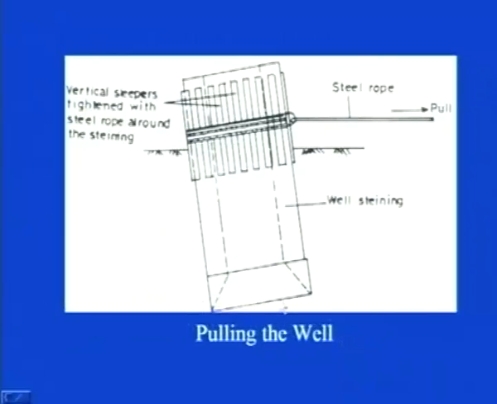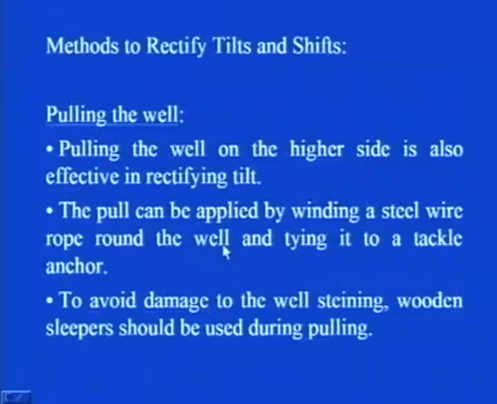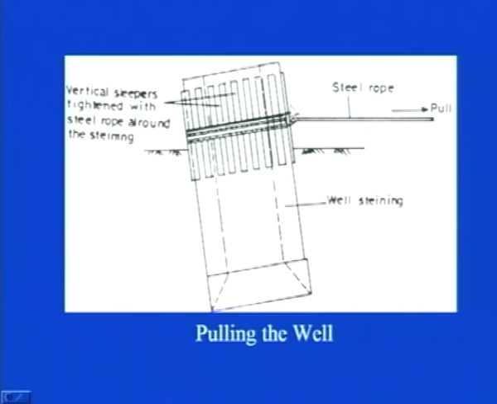You can see in this figure that this is the higher side and this is the lower side. As I told you, pulling of the well on the higher side, if you start pulling from this side, helps in rectifying tilting and shifting. You can see here various vertical sleepers tightened with steel rope all around the steining, and a pull is applied on the higher side.